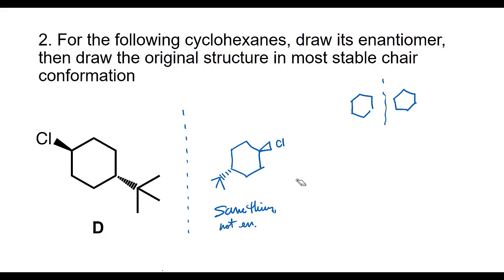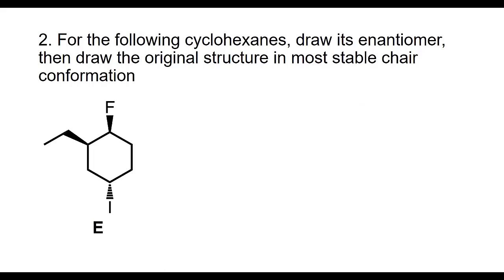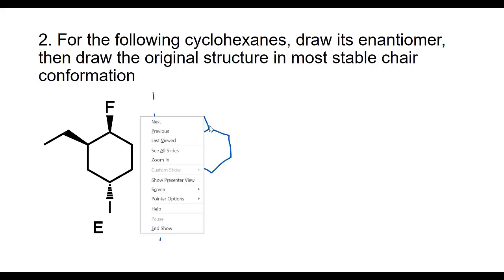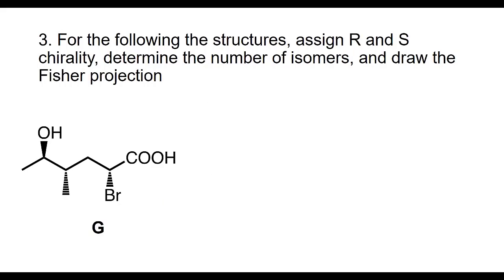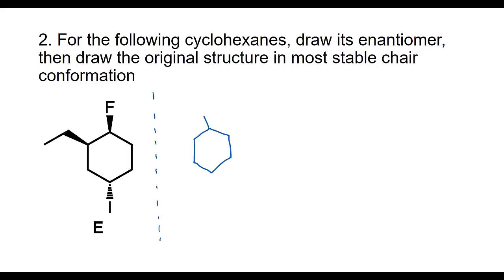So on the next one, I'm going to also do an enantiomer. Start with a cyclohexane. So we get our fluorine, get my ethyl. No, I did this wrong. Okay, so now I have an enantiomer.